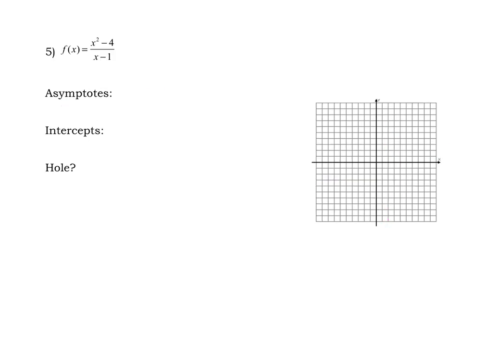Okay, this one I need to factor the top. It's not x squared, I'm sorry. It's a difference of squares, so x plus 2, x minus 2 over x minus 1. There is no hole, so my vertical asymptote comes from the root of the denominator, so x equals 1. Then it is a degree of 2 over degree of 1, so it's more over less, and that tells me I have a slant asymptote.